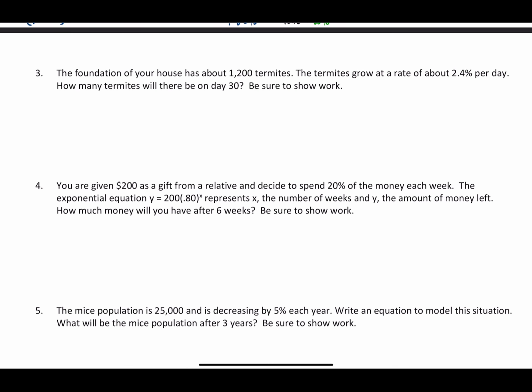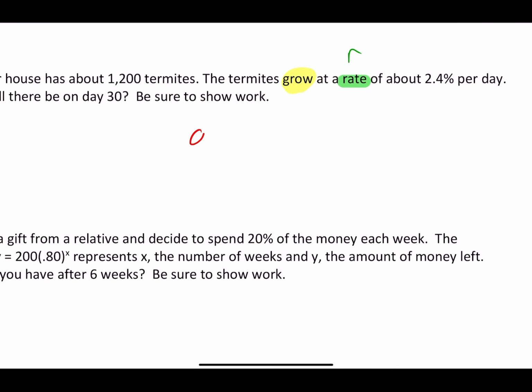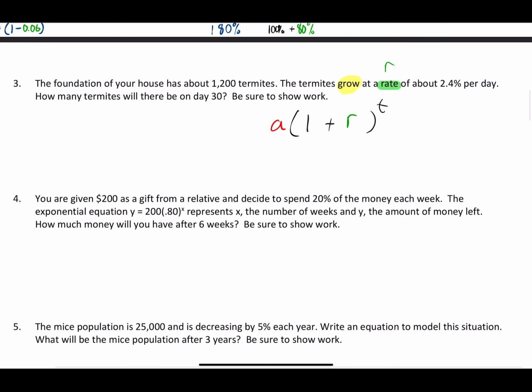The foundation of your house has about 1,200 termites. The termites grow, well, there's a hint. I know this is an exponential growth. At a rate, well, there's the key word. They said the word rate, I better use r. This is the equation: some initial value A times 100%, growth means plus, some percentage r, raised to some time t. This is usually given as t. You could leave it as x, but most people plug in t for time. Almost all these problems have to do with time.